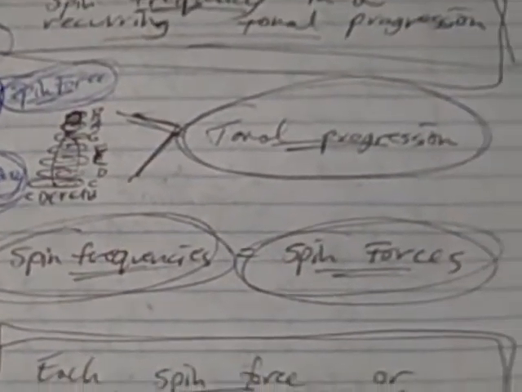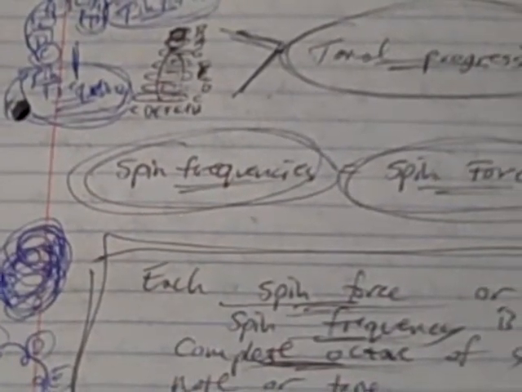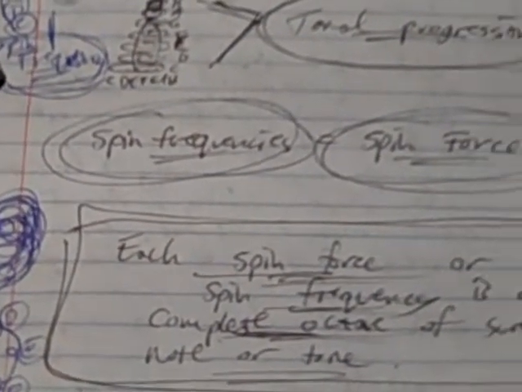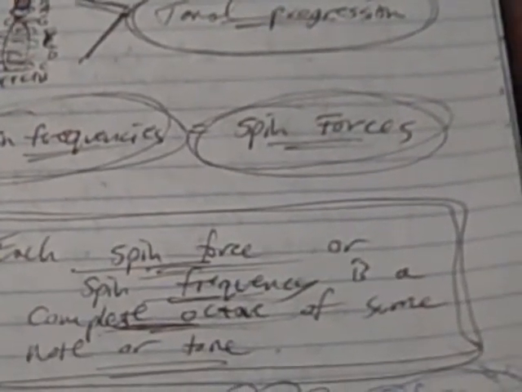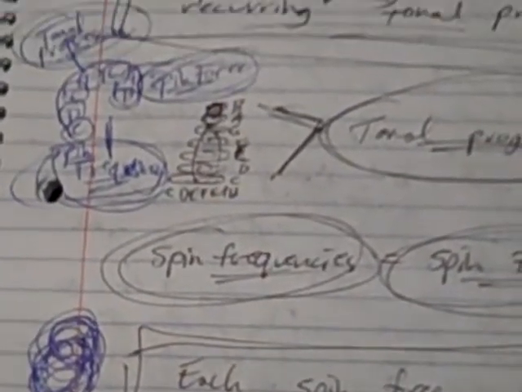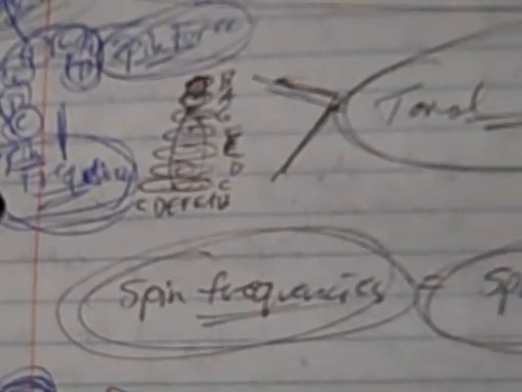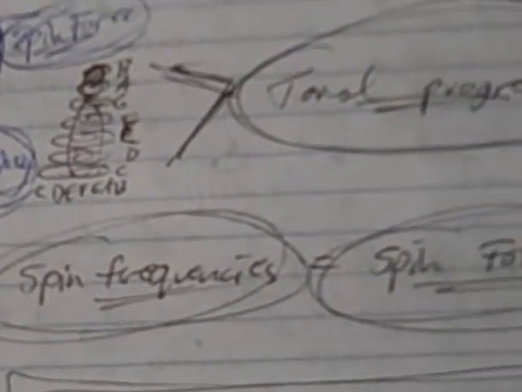To summarize that principle, spin frequencies equal spin forces, and spin forces equal spin frequencies. But if you look at the human being, there's an array of spin forces and spin frequencies, and there's some kind of tonal progression. I did a rough drawing where I put C at the bottom, then D, E, F, G, A, B up to the top, and then the question of, does it go across, back and forth in some kind of spiral, C, D, E, F, G, A, B?